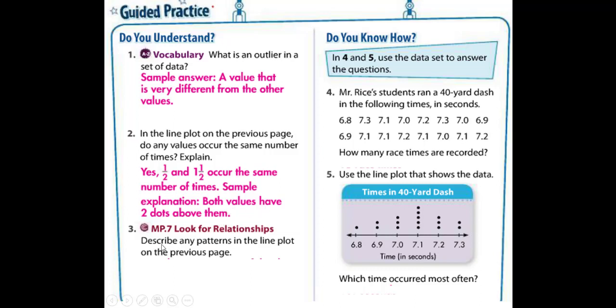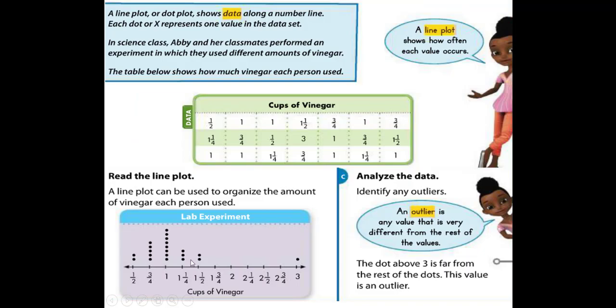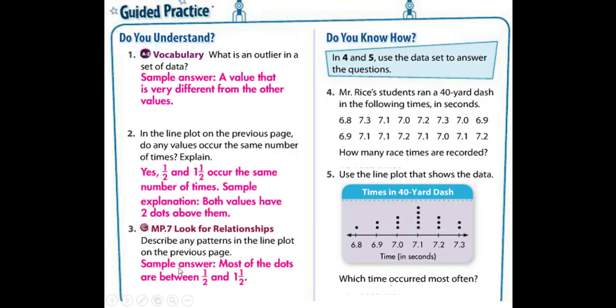Okay, question number 3. Describe any patterns in the line plot on the previous page. Any common thing here? We can say that most of the dots are repeated here. Most of the dots are between half and 1.5. These are most of the values. Just one value is 3, which is the outlier.